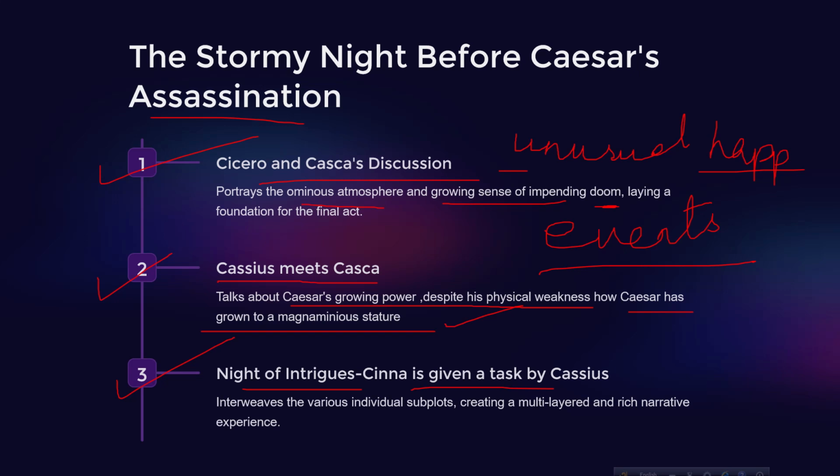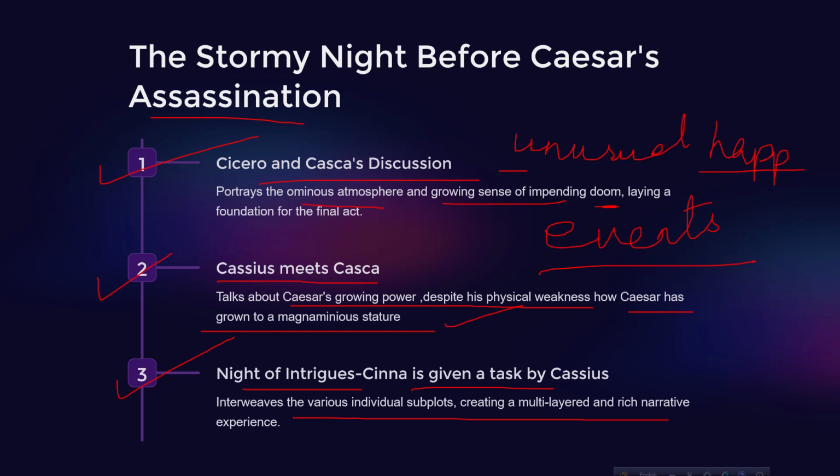I hope you all got a gist of the important facts, the key events of Act 1. As you go ahead, you're going to get introduced to a lot of subplots. In this drama, there are also individual subplots, which refers to the conversation between Portia and Brutus, and the conversation between Calpurnia and Caesar. Through these subplots, we understand what is going on in the characters' minds. We get to know how Shakespeare has developed these characters as real flesh and blood human beings, and how it adds to the multi-layered and rich narrative experience of the drama.